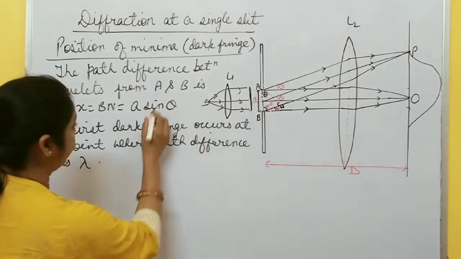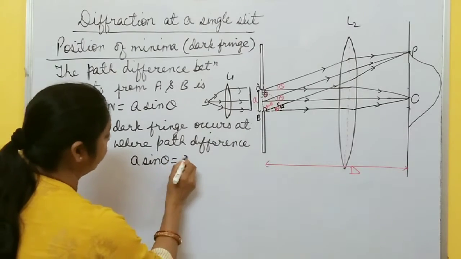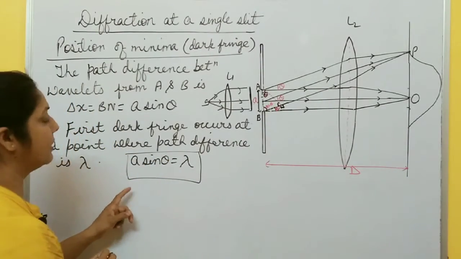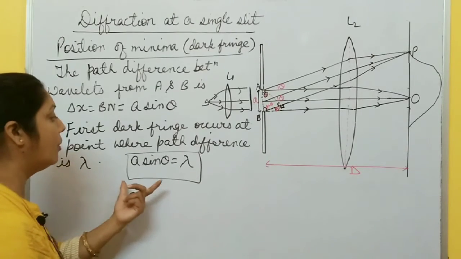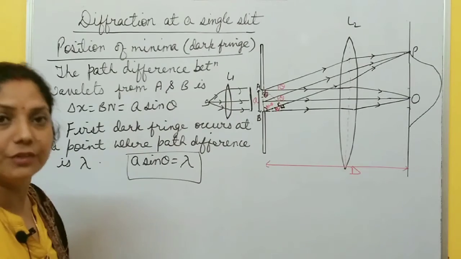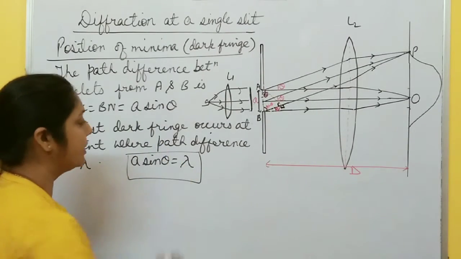So you can write that this path difference a sin theta equals lambda, and this is the condition of first minima or first dark fringe. Now how can you say that this is the condition of first minima? Because this path difference is lambda.